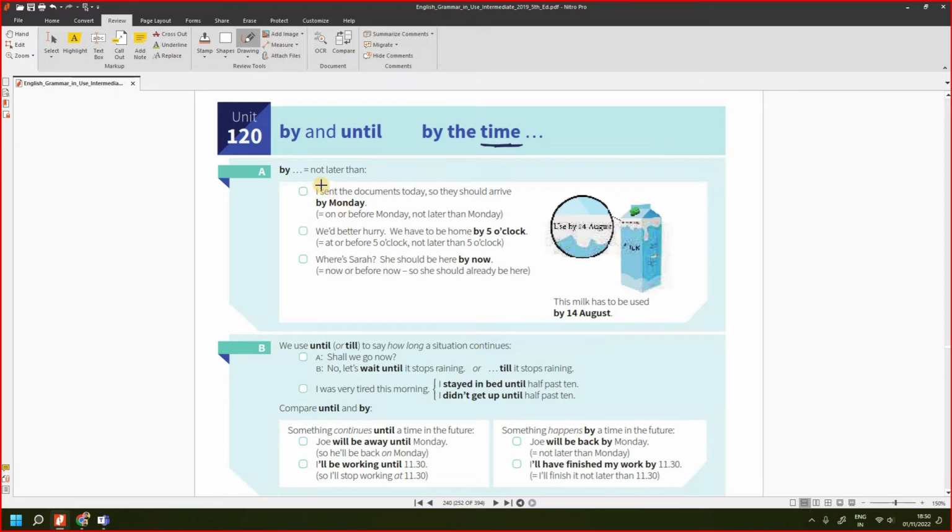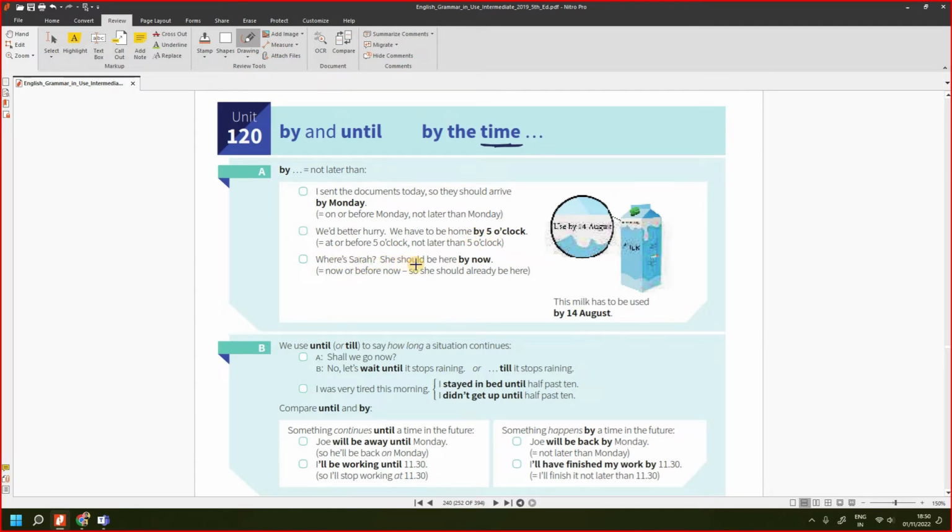So this is how you use the preposition by with reference to time. On or before Monday, not later than Monday. That is the meaning we are trying to give. We had better hurry. We have to be home by 5 o'clock. We use all these in our writing and conversation, but we do not know that by is a preposition, and by normally refers to a deadline. We simply use it. So now you know where by comes and how you should use it.